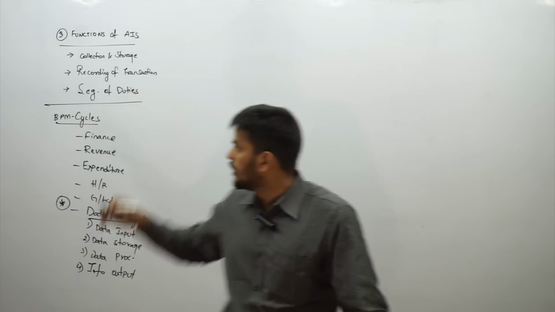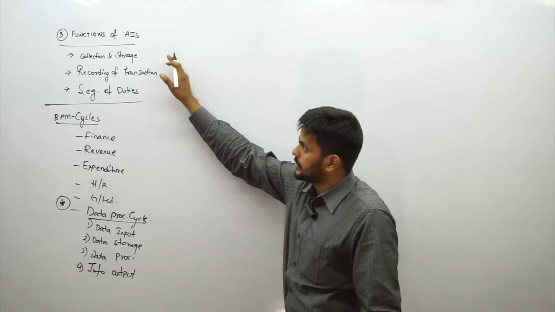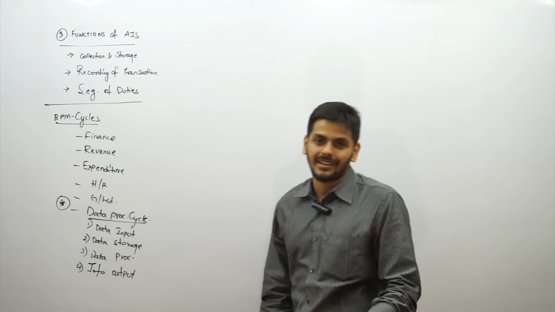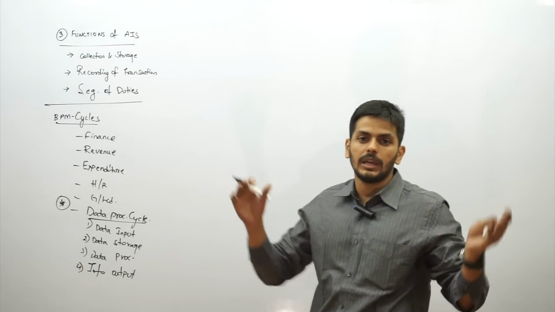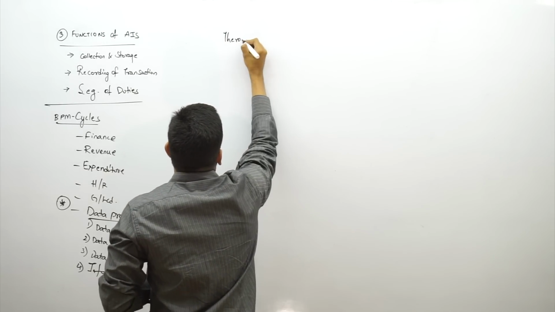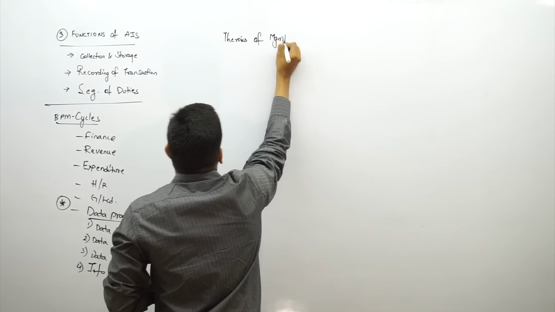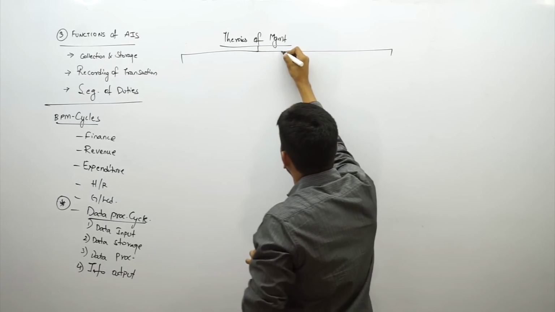That is topic number 8 for you, where we talked about what an accounting information system is, the three functions, the BPM cycles, and of course the data processing cycle. Moving next, I'm taking you to topic number 2, where we are talking about three important theories of management. We will again discuss this in management, so let me keep it very simple and discuss only what is relevant here.